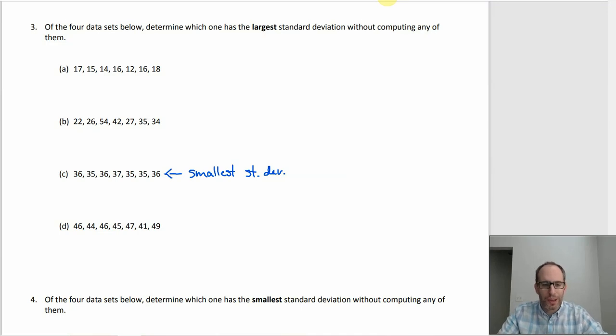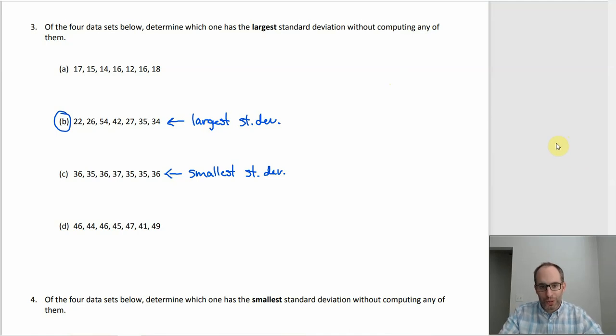And then the last one, where they're all in the 40s, this one and A look like they're about the same. And B would have the most spread, right? We've got numbers in the 20s, 30s, 40s, 50s. That's covering a lot of ground. So that one I would say would have the largest standard deviation. And that was really what we were asked for, so I guess that's the right answer.